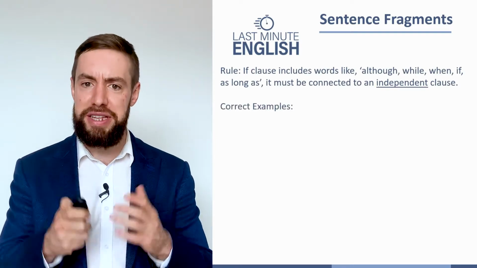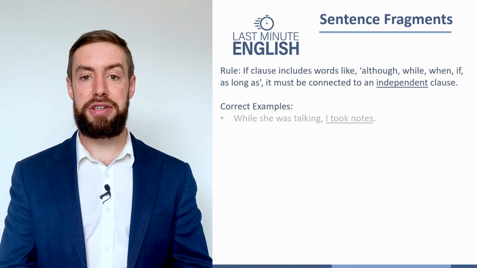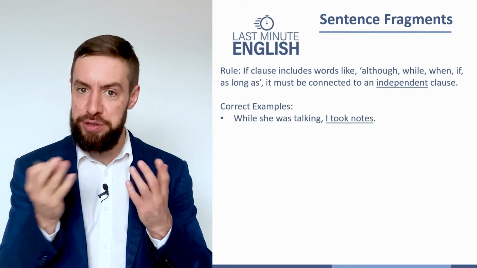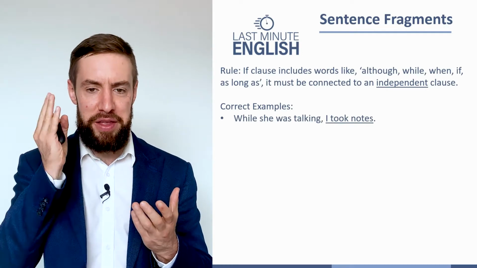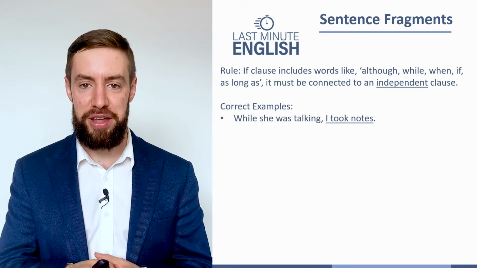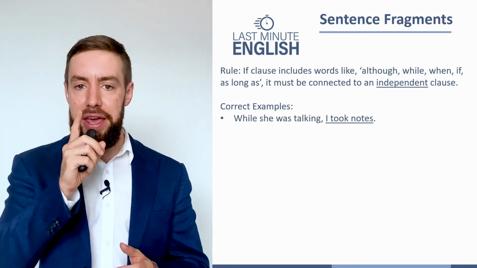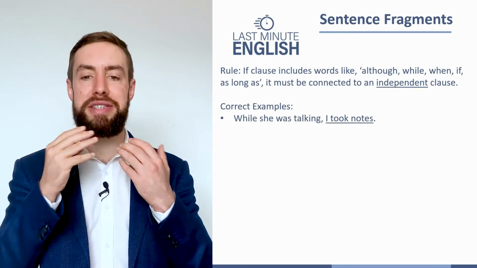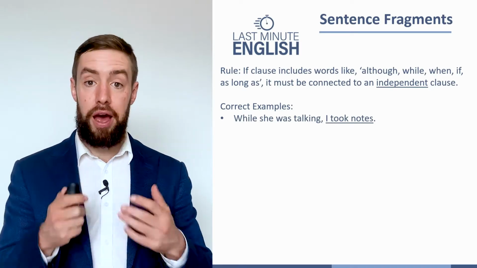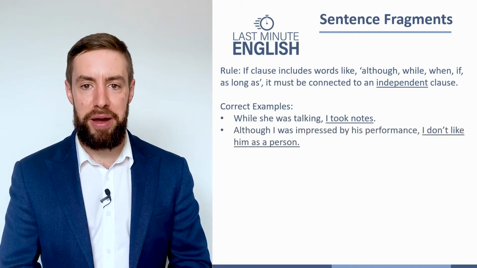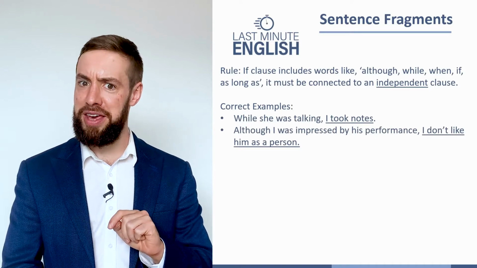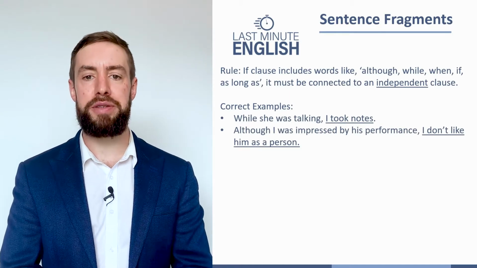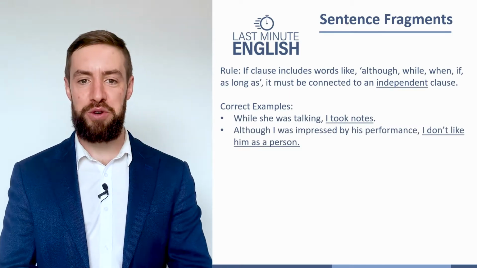All right, so let's take a look at some correct examples. So, while she was talking, I took notes. Which one of those is dependent, which is independent? The independent one is the underlined one: I took notes. If we just said, while she was talking, full stop, that would be a sentence fragment. It would be wrong. Another one: although I was impressed by his performance, I don't like him as a person. Okay, so the dependent part, although I was impressed by his performance, how do we know? It has that word, although.